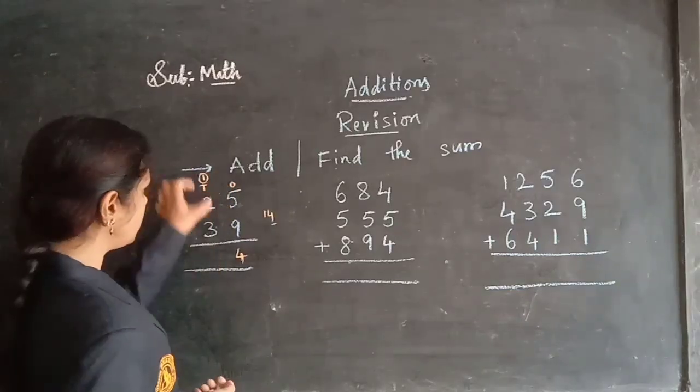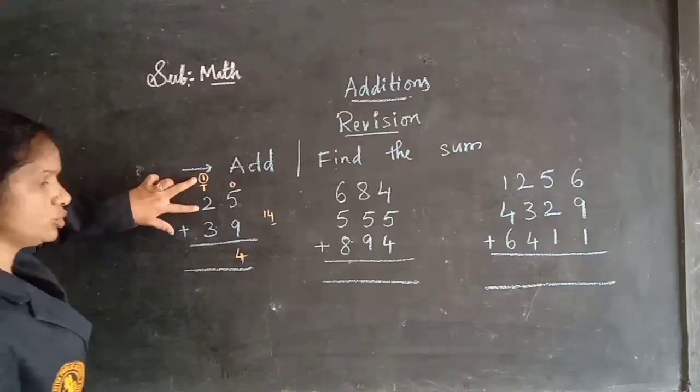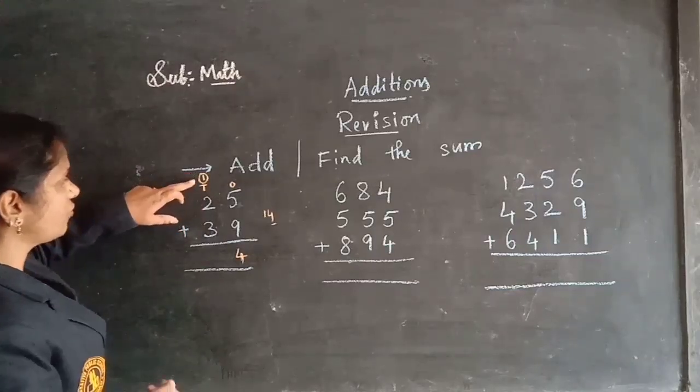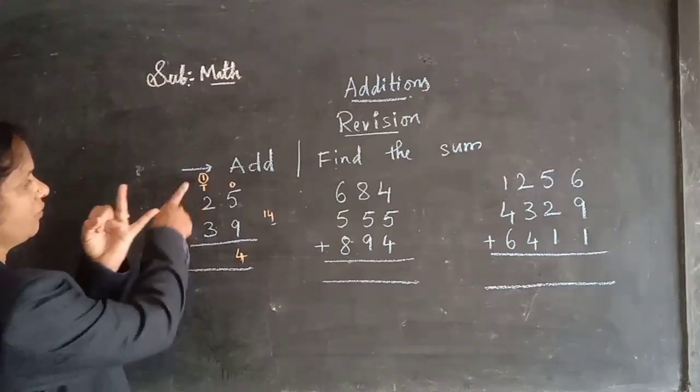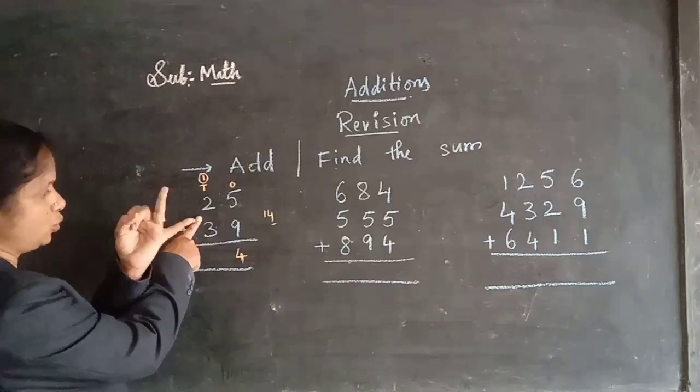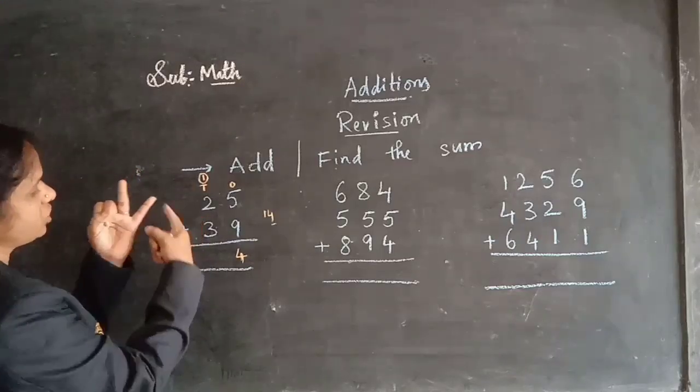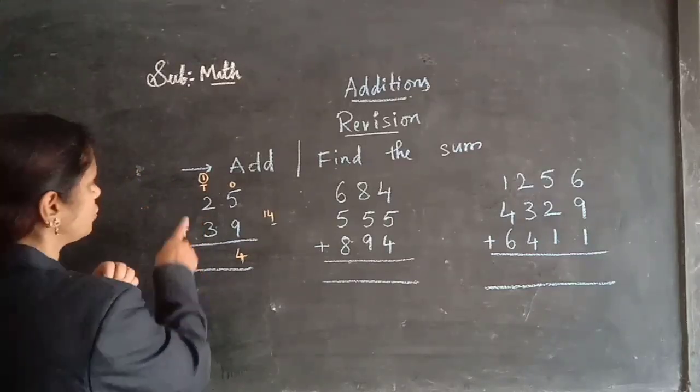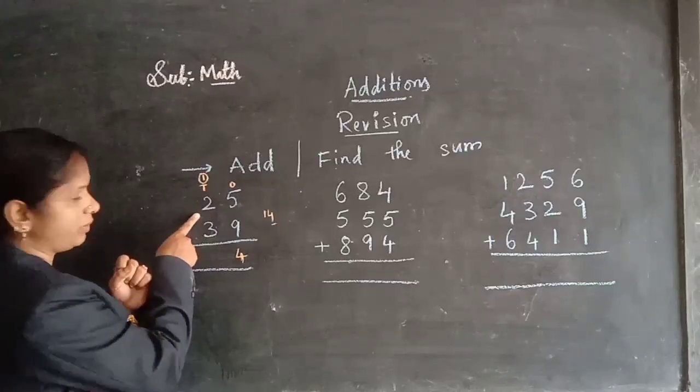Now I am adding the tens column here. 1 after 2 I need to add here. When I am adding 1 and 2, I am getting 3.